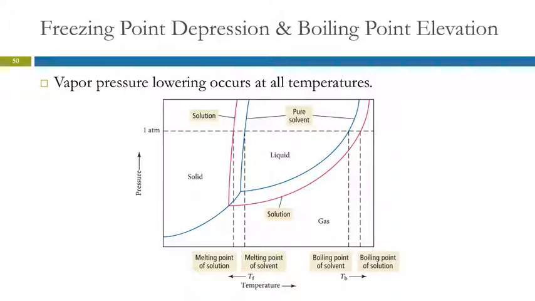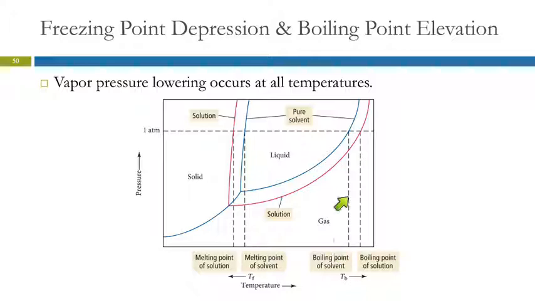So vapor pressure lowering occurs at all temperatures. The vapor pressure is directly proportional to the mole fraction. So if we look at this phase diagram, and we look at the liquid here, well, let's see, what's the best way to think about it?